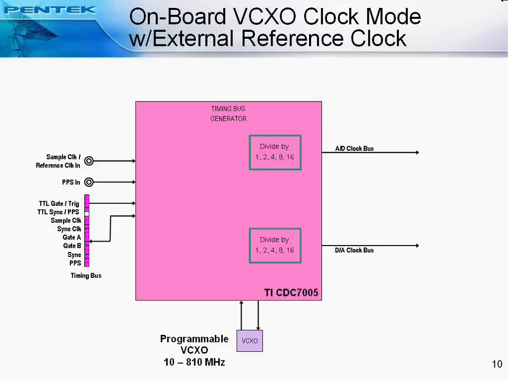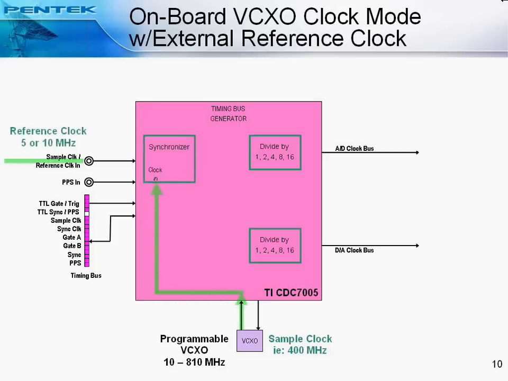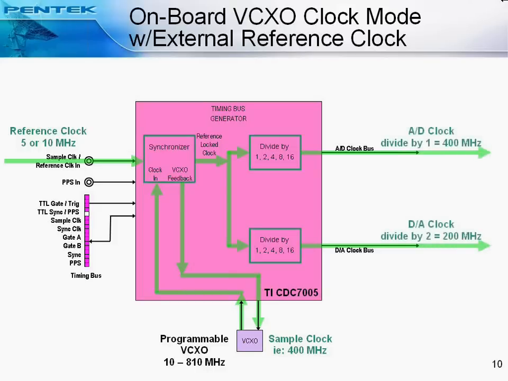Another feature of the CDC7005 is the built-in synchronizer. So taking that same 400 megahertz VCXO frequency and sending that into the synchronizer, the synchronizer also takes a 5 or 10 megahertz system reference clock, which would be sent to multiple boards, and it generates a VCXO feedback voltage to control the VCXO and keep it locked to the 5 or 10 megahertz system clock. That locked reference then gets sent into the divider circuits where, again, for the purposes of this example, we'll send out a 400 megahertz and a 200 megahertz A to D and D to A clock respectively.